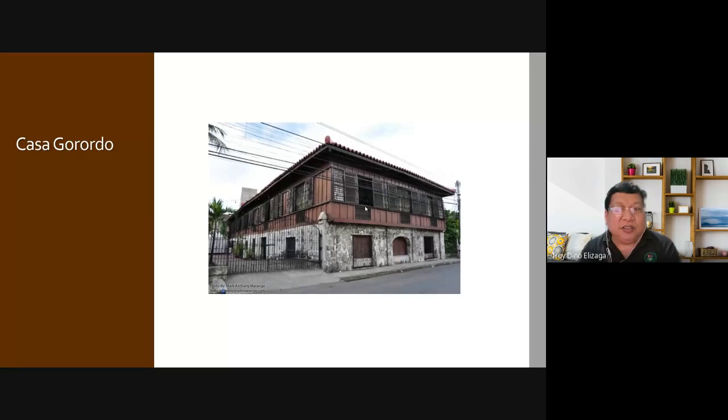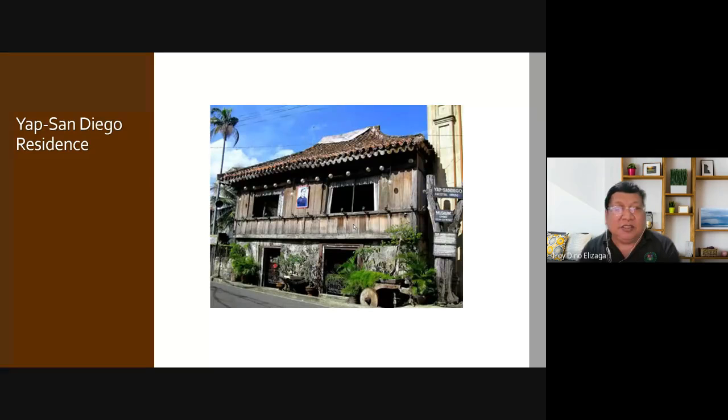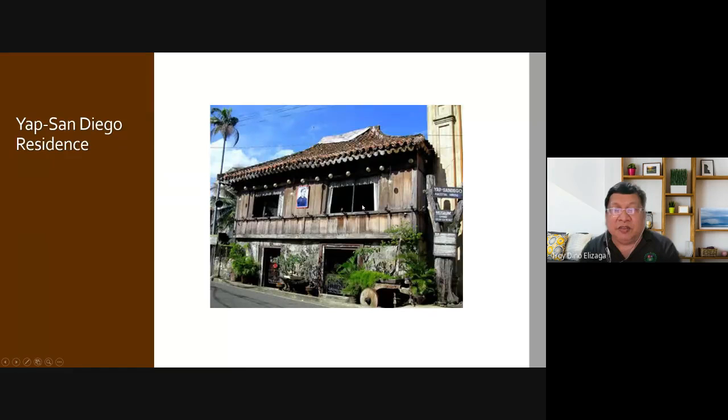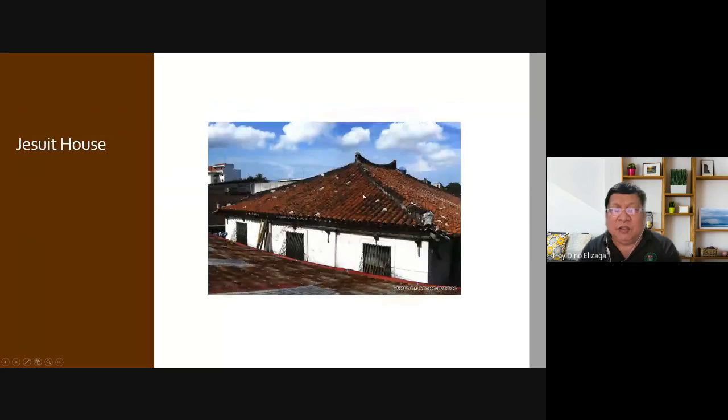Residential architecture. This is Casa Gorordo. This is the Yap San Diego residence. Notice the tiled roof. The first ground floor is made of stone. The second floor is made of wood. The windows here are made of a combination: there are lattice windows with capiz shell, and then louvered also. This one doesn't have any window panes.